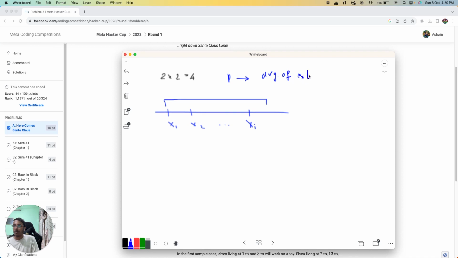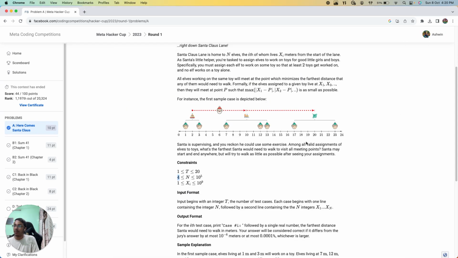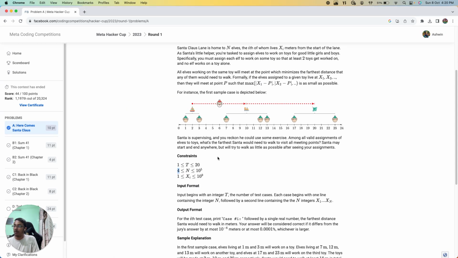This is the important thing, or crux, in this question. Average of extremes means it will be (x1 + xi) / 2. So this P point will be this value. Suppose it is P1, for the first group that I created. As Santa will supervise, we want to find the maximum distance Santa needs to travel.